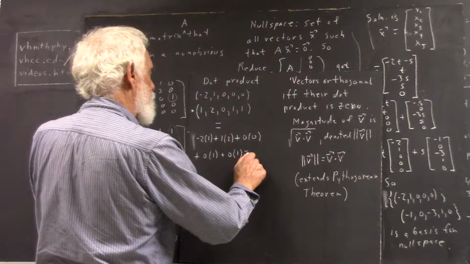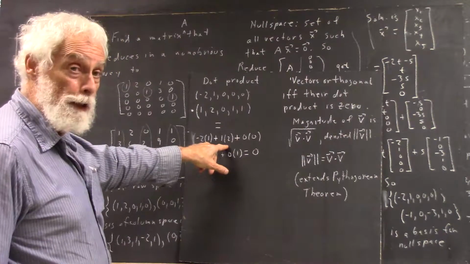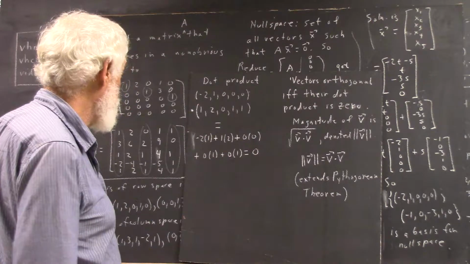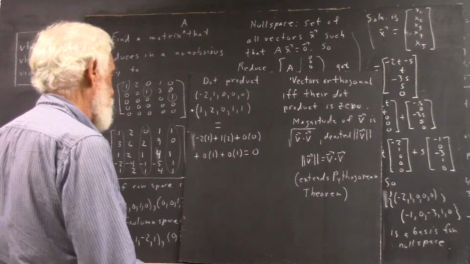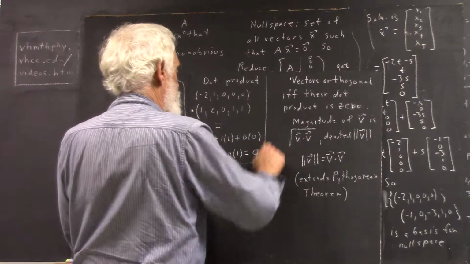Well, not hard to see that that's 0. You get -2 here, you get 2 here, that adds up to 0, and every other product has at least one 0 in it. Okay? Now, that's kind of a big deal.